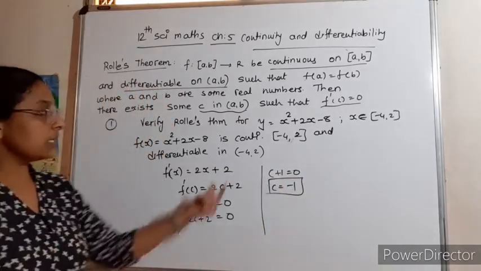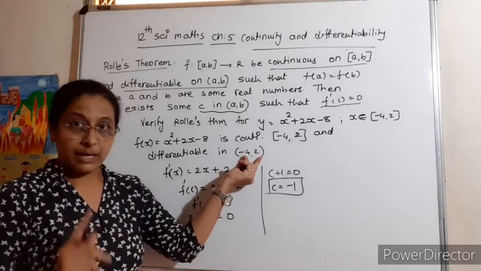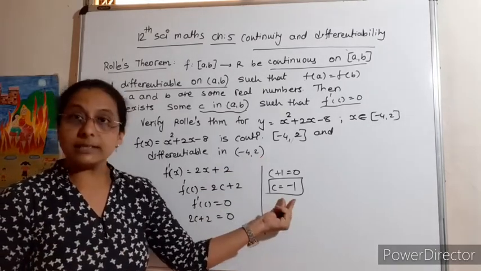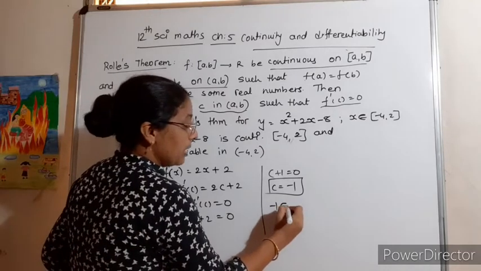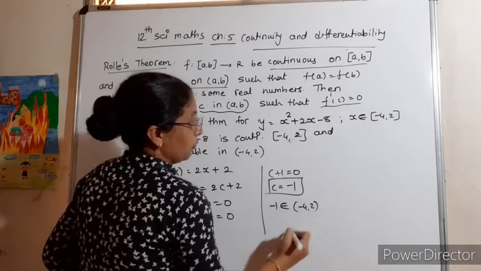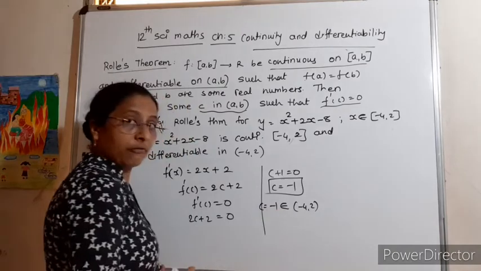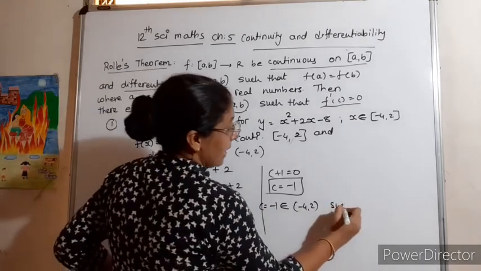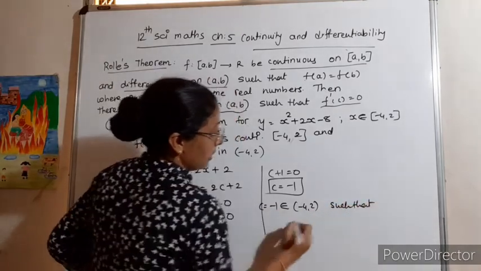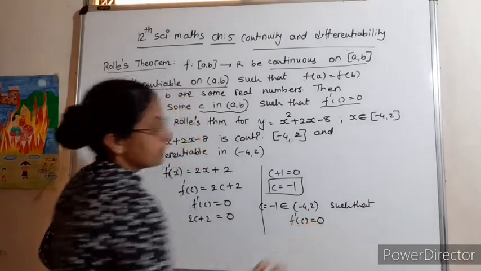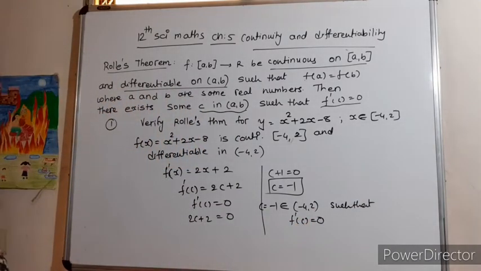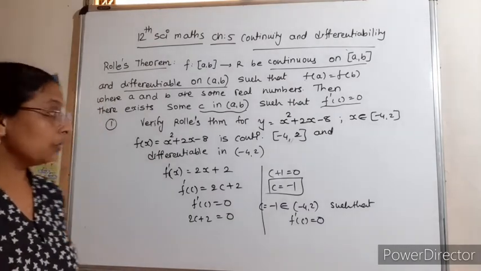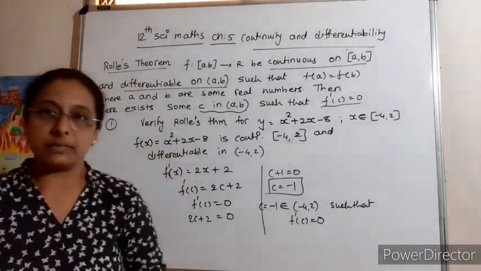Now is minus 1 in this interval or not? Is minus 1 there between minus 4 and 2? Yes. So we'll write that minus 1 belongs to minus 4 2. That is the value of c such that here f dash c is equal to 0. You understand that? How to verify Rolle's theorem? So you do that. Then we'll go ahead with some more sums.